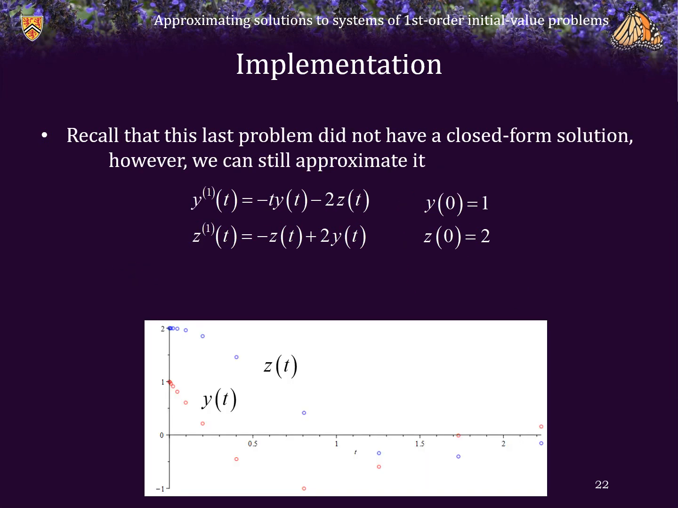Now you'll recall from the start of this talk, this second initial value problem does not have a solution that is in closed form, that is, an expression that we can demonstrate is actually that solution. However, we can still pass this function to Dormand-Prince, and Dormand-Prince will provide an approximation.